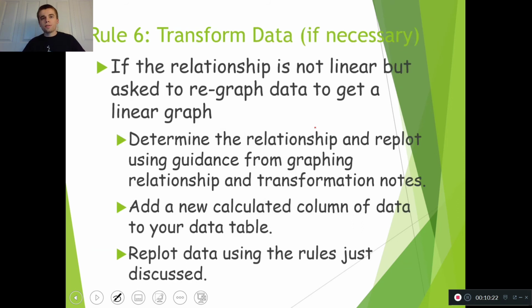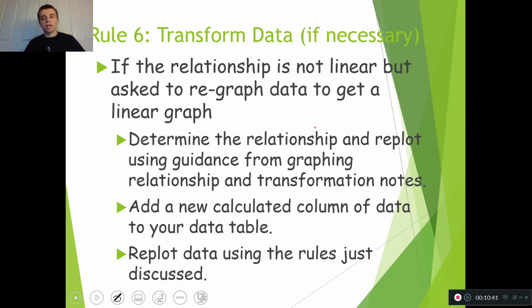If your relationship is not linear, you're going to have to regraph your data so that you get a linear graph, and you can take the slope of that graph to figure out whatever we want to know. In order to do this, you have to follow the steps that you learned in the previous video for our summer homework, but you have to determine what the relationship is in the data.